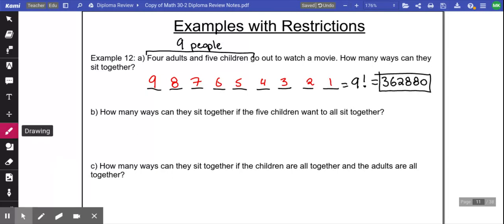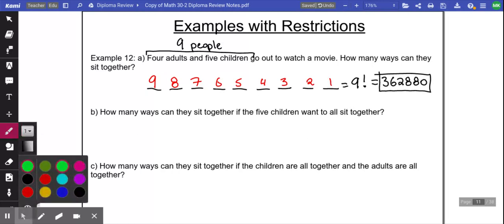Awesome. Part B. How many ways can they sit together if the 5 children want to sit together? Perfect. This is like a grouping question, right? We're grouping those kids together. That means you now have to consider the adults as individuals.